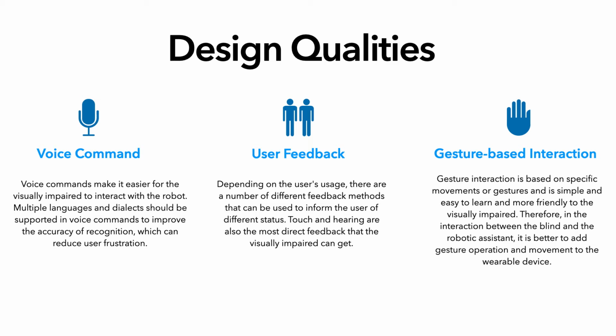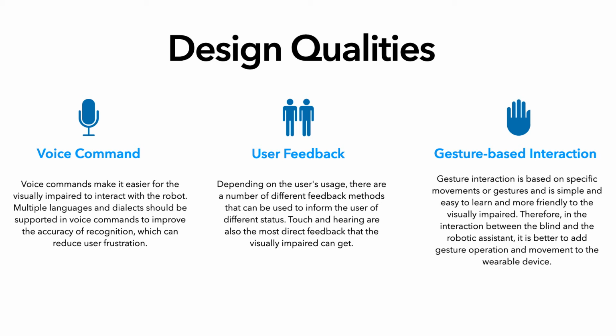Voice command makes it easier for the visually impaired to interact with the robot. Multiple languages and dialects should be supported in voice commands to improve the accuracy of recognition. User feedback depends on the usage. There are a number of different feedback methods that can be used to inform the user of different stages. Touch and hearing are also the most direct feedback that visually impaired people can get.